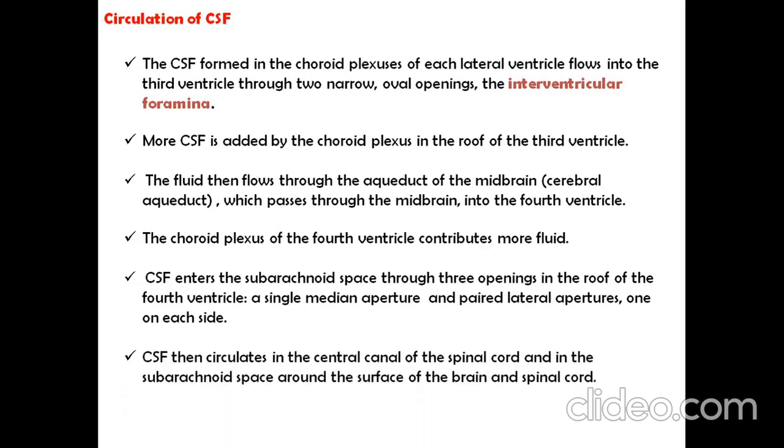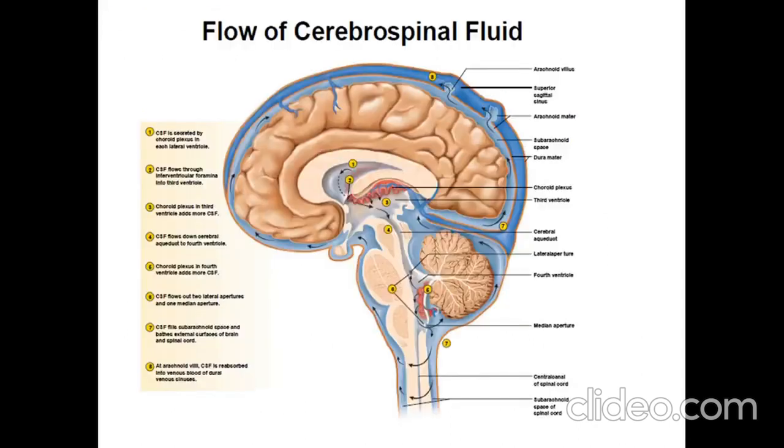The cerebrospinal fluid then circulates in the central canal of the spinal cord and in the subarachnoid space around the surface of the brain and the spinal cord. Now see, this is the flow of the cerebrospinal fluid. The first step: the cerebrospinal fluid is secreted by the choroid plexus in the lateral ventricle.